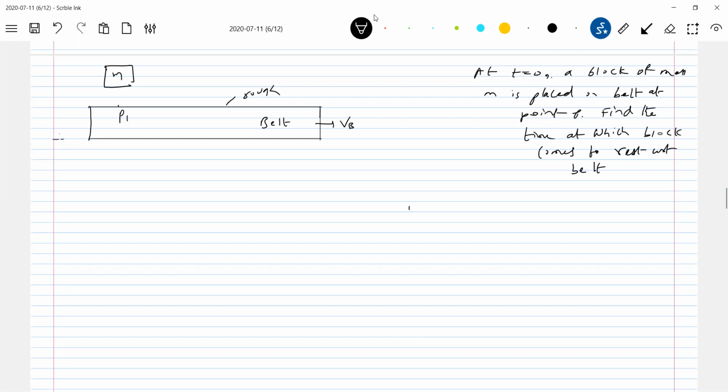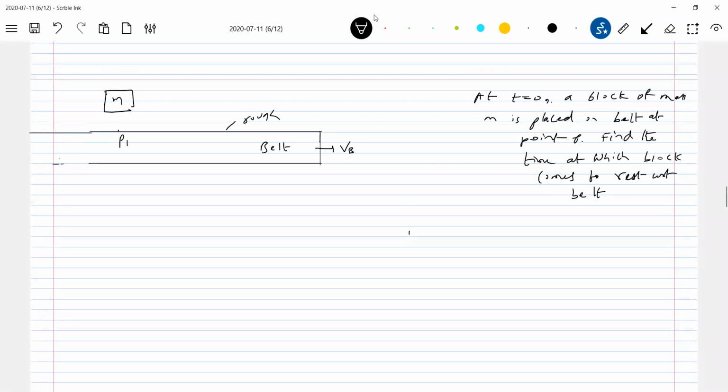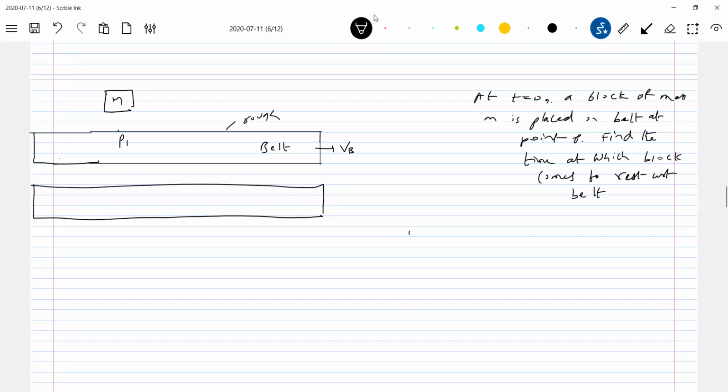So I'll just place it, meaning I'll drop it on the belt. What is the state of the belt? The belt is moving. So what conditions will arise here? It's a long belt. After some time the belt will be at some other position, and the block has landed here. So the same diagram, I'll continue, and the block is placed here at point P1.